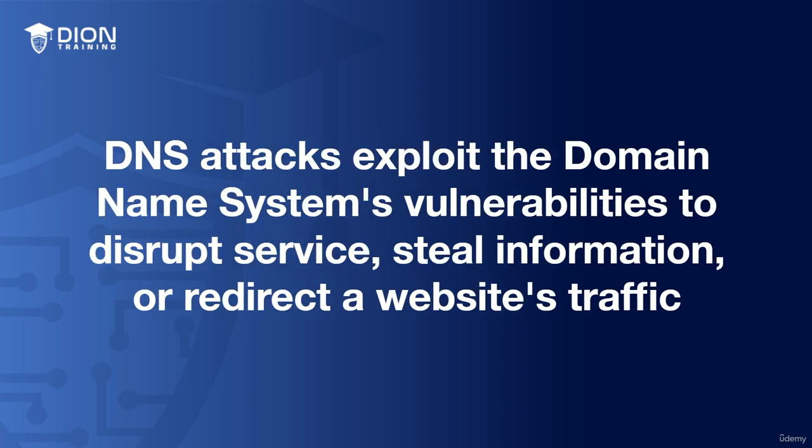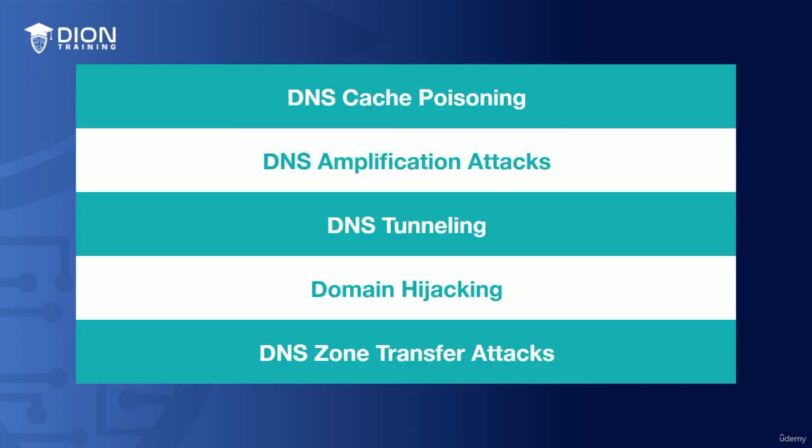So remember, DNS attacks exploit the domain name system's vulnerabilities to disrupt service, steal information, or redirect a website's traffic. DNS cache poisoning involves corrupting a DNS resolver's cache. DNS amplification attacks use the DNS resolution process to flood a target with traffic to create a denial of service type of condition. DNS tunneling can be used to bypass firewall rules and to conduct data exfiltration.